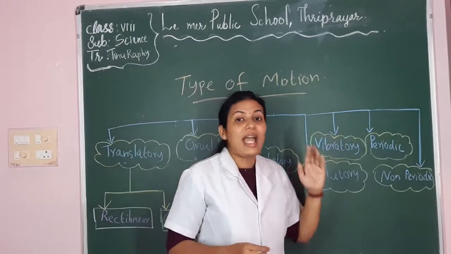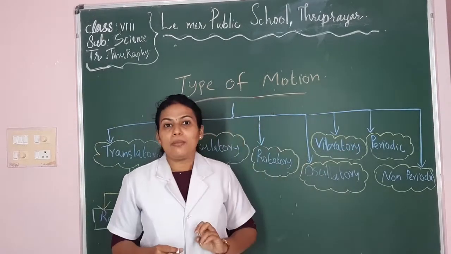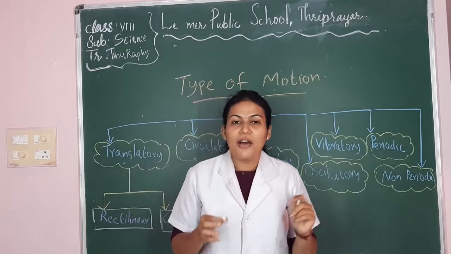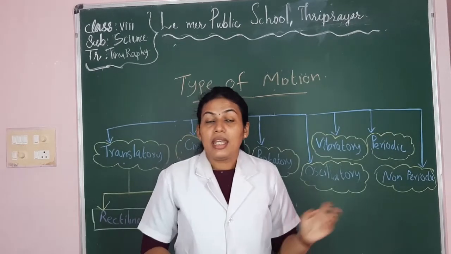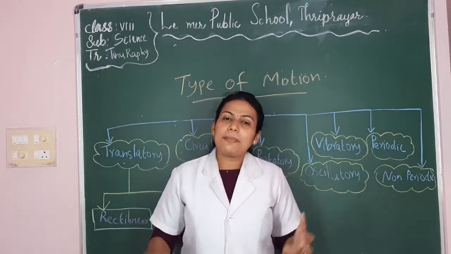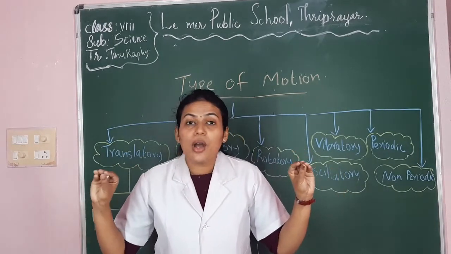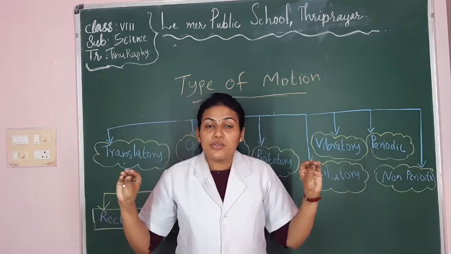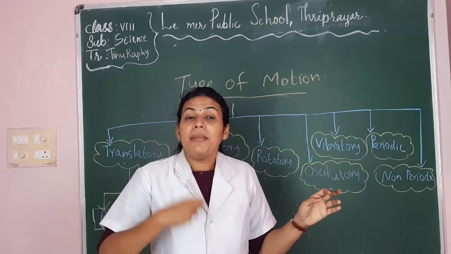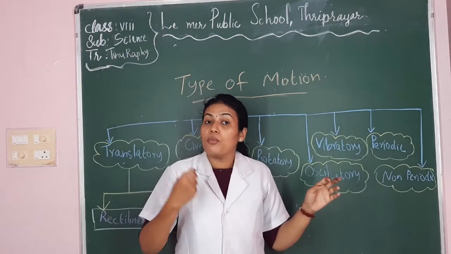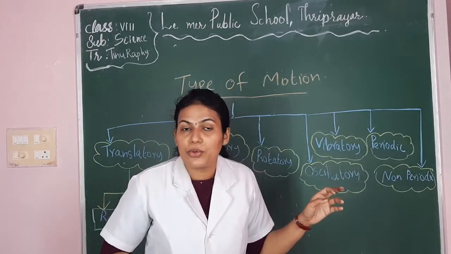Now the fifth type of motion is vibratory motion. Vibration, you may have noticed the vibration in a guitar and so on. What is its peculiarity? When the vibration occurs, the two ends of the object will be still, but the middle region will be vibrating or moving. It will have a to and fro motion.